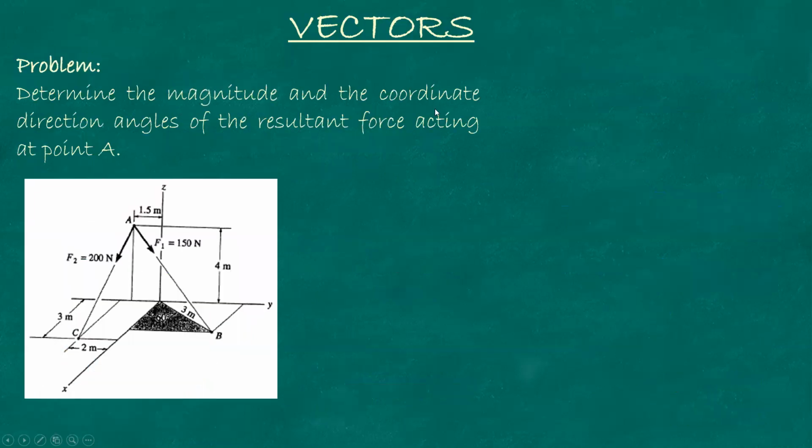Another one. Determine the magnitude and the coordinate direction angles of the resultant force acting at point A. Same procedure lang, no? So, start with EB. The given is 3 at 60 degrees. Therefore, we get this one or this one. Easy. So you have 3 sine 60 is 2.6 and then this one, 3 cosine 60 is 1.5. Pwede na tayo.